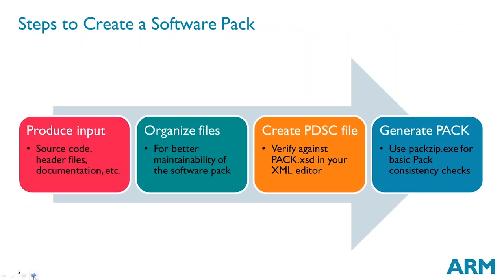Let's have a look at the steps that are necessary to create a software pack. First of all, you need to create the input that will be shipped with the pack, so the source code, header files, documentation, and all that is part of your software component. For better maintainability, you should think about a good structure to organize this input, for example, a suitable folder structure. Then you need to create the PDSC file and match this structure to the elements that can be defined in it. While writing the PDSC file, you should already verify it against its schema file to avoid unnecessary loops in the next step. This is finally to generate the pack.